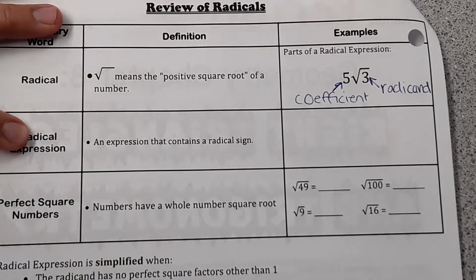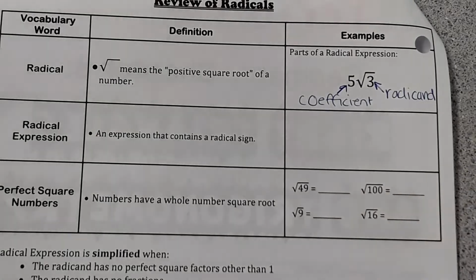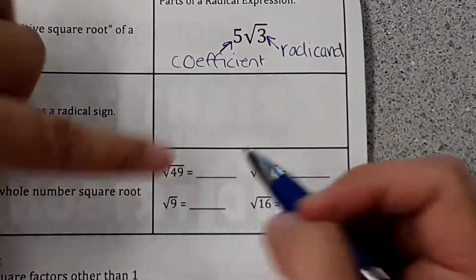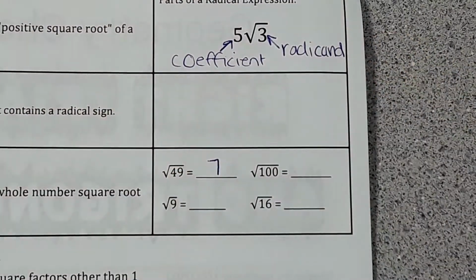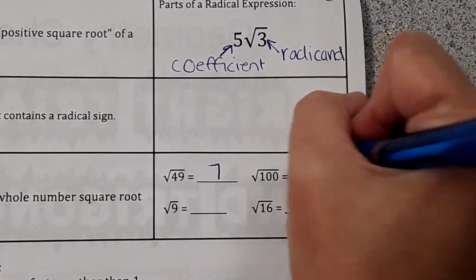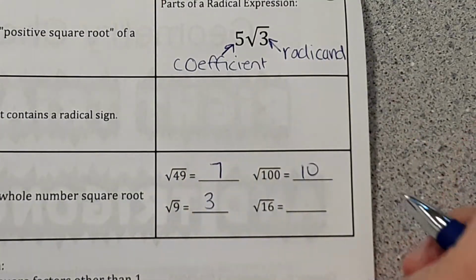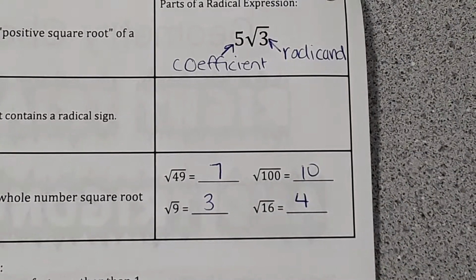Anyways, a radical expression is an expression with the square root symbol. And then perfect square numbers is something that's going to come up a lot today. Perfect squares are numbers that have a perfect square root. So the square root of 49 is 7, because 7 times 7 is 49. Square root of 100 is 10. Square root of 9 is 3. And square root of 16 is 4, because 4 times 4 is 16. The lesson isn't quite that easy, but we are using these perfect squares in the lesson.